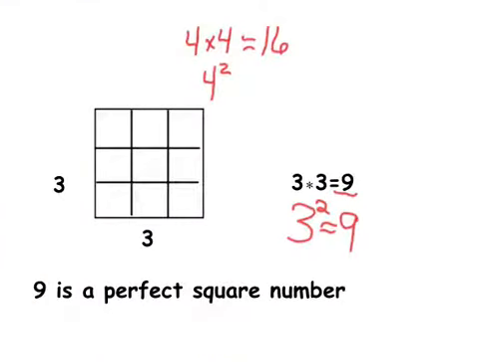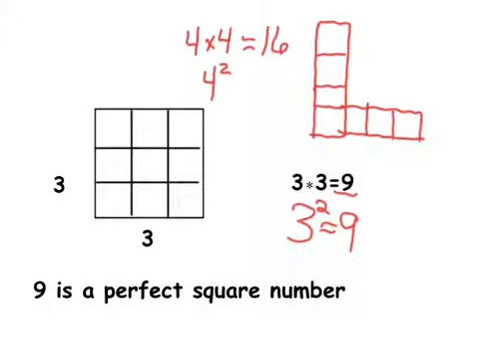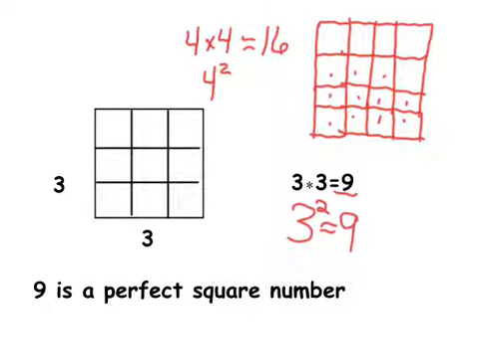That means if I did 4 squares this way and 4 squares this way and filled them in, I would get a perfect square. 16 individual squares, so that's why it's a perfect square.